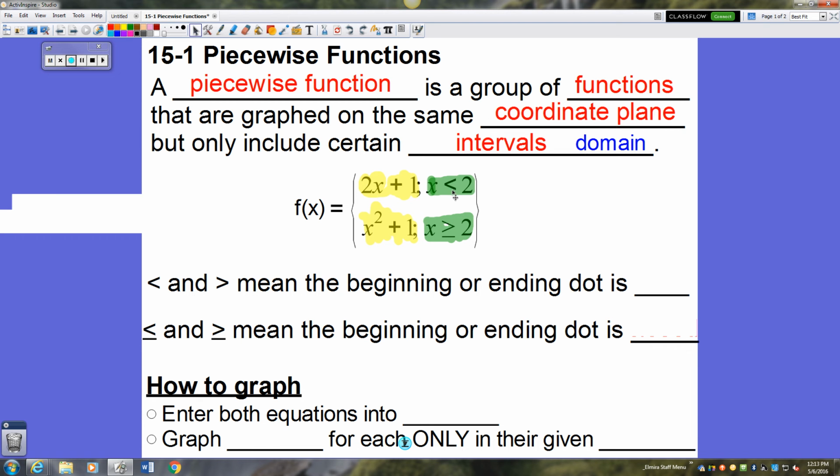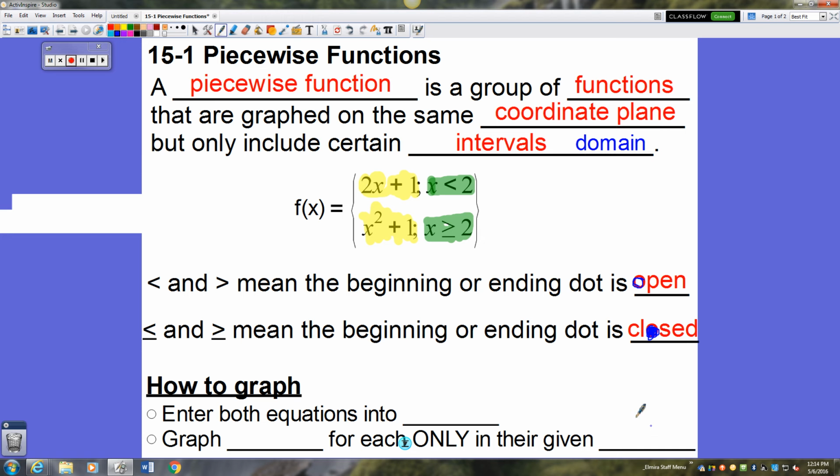Now, you'll notice that just like any other time we've used inequalities, sometimes you have an equal bar and sometimes you don't. When you don't have one, that means that our ending dot or our beginning dot is going to be open. If there is an equal bar, that means that the dot we put at the number is closed. And just a little reminder, we can take the O in open as a little reminder.